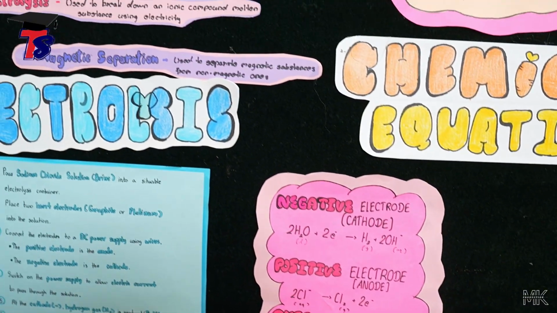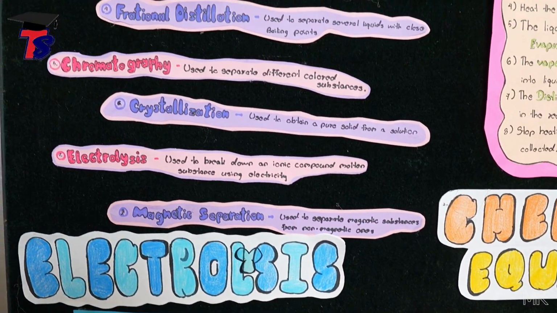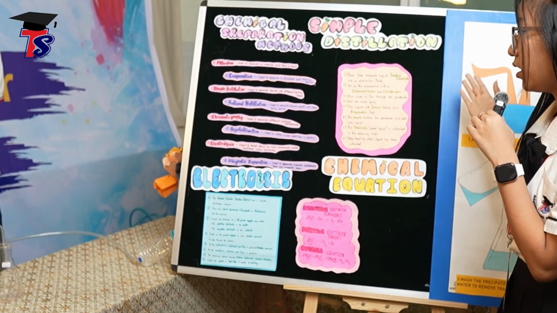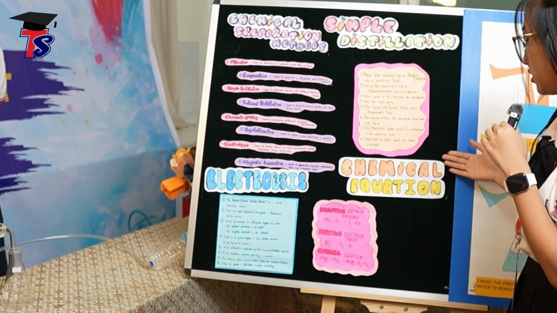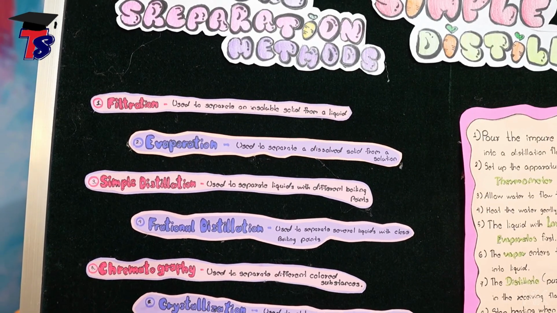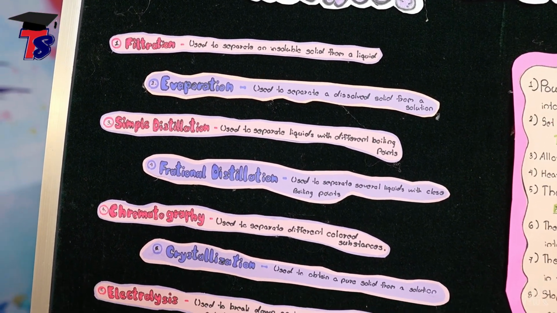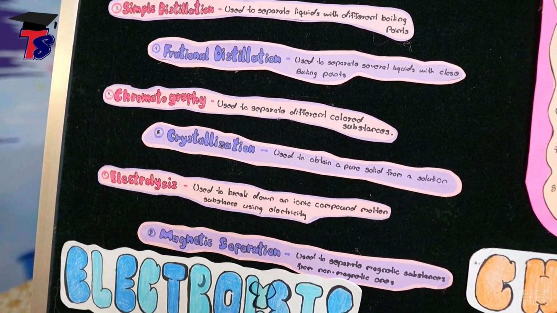For simple distillation, we've written down the procedure. We have 8 steps here. The same for electrolysis, we have 8 steps here, and also this is the chemical equation for electrolysis. For more details and step-by-step, Larry and Ellie will be explaining.